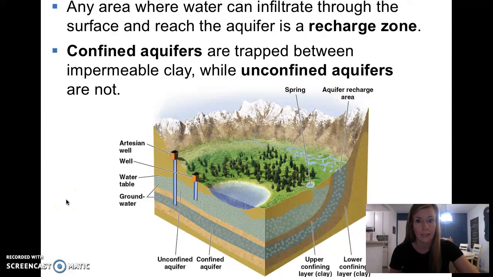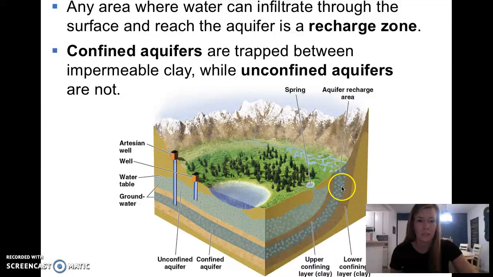Any area where water can infiltrate through the surface and reach the aquifer is a recharge zone. So that means anywhere it can go from the surface and get down to the groundwater is called a recharge zone.